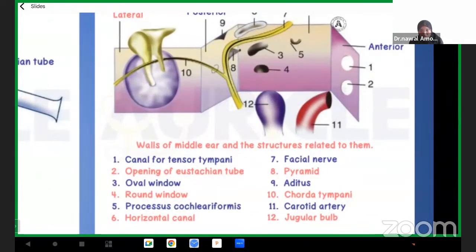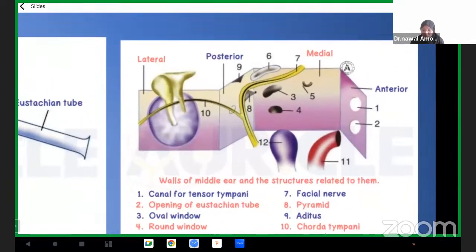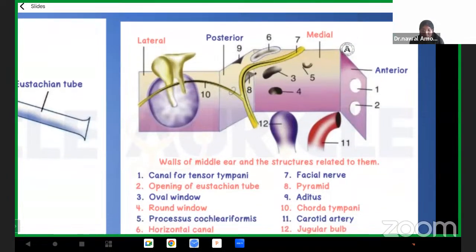Walls of the middle ear and structures related to them. We have the anterior wall, the medial wall, the posterior wall, and the lateral wall. Right? The anterior wall has two openings. First, we have the opening of the eustachian tube. Second, we have the tensor tympani. All right. Then number two. Number three is the oval window. Okay. And number four is the round window.